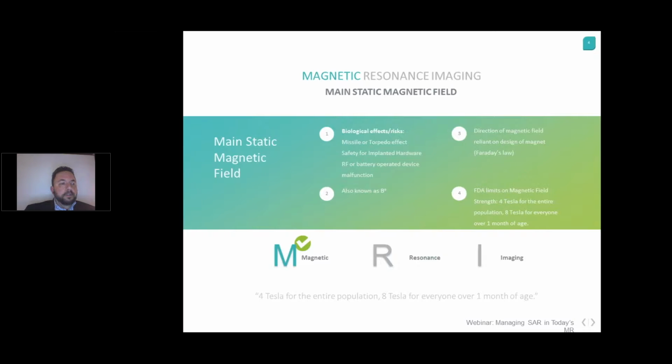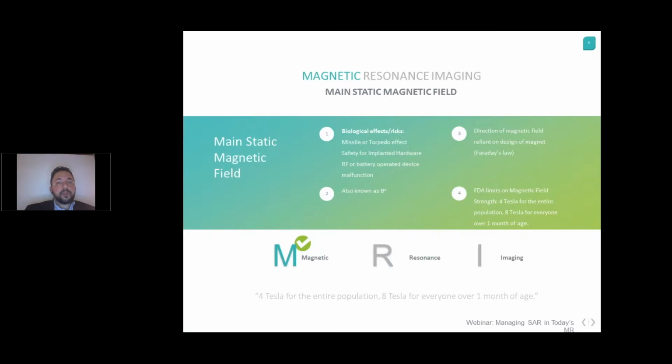Unfortunately, this is 2017, and there is still a perception that healthcare as a whole looks at an MR machine as, well, if it's not scanning, the magnetic field is not on. And that's where a tremendous amount of injuries do occur.